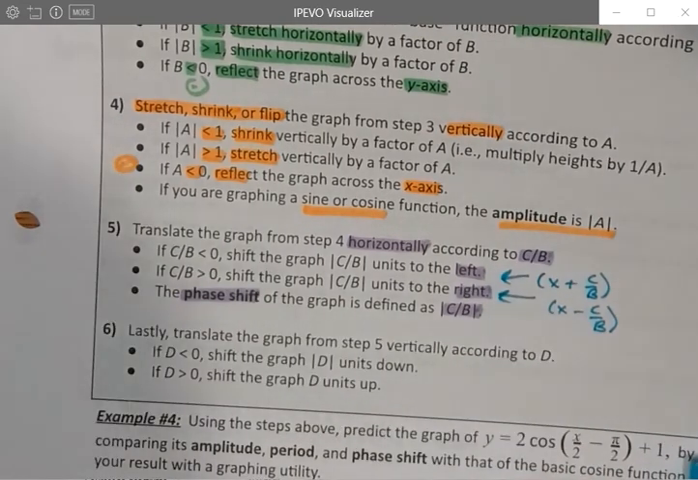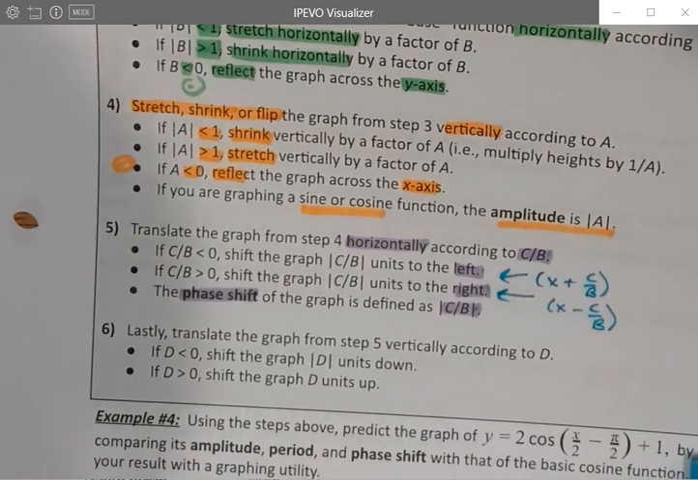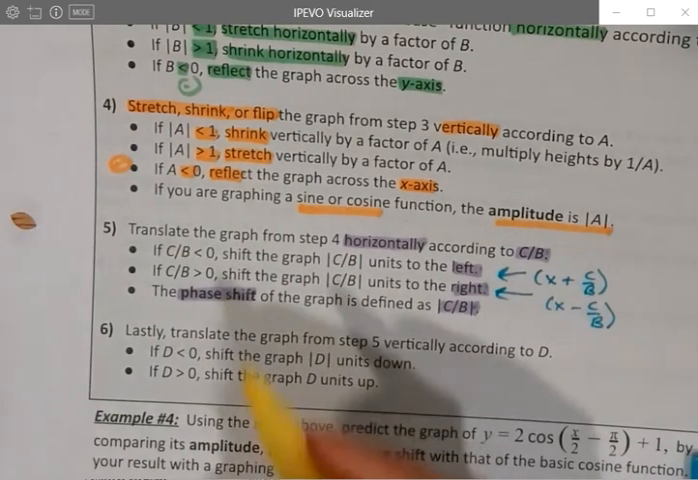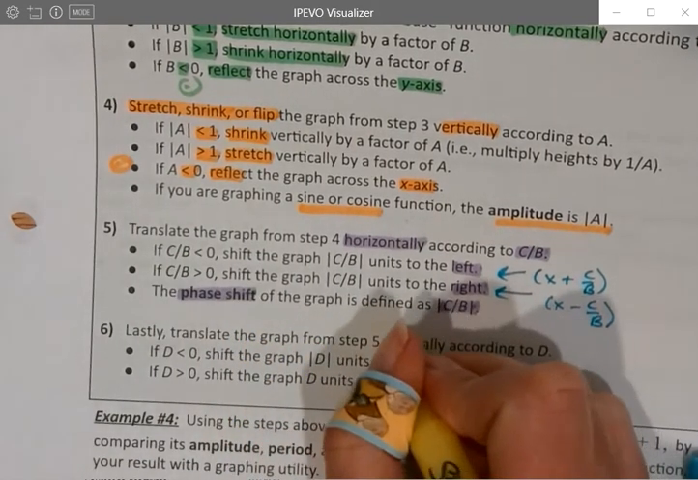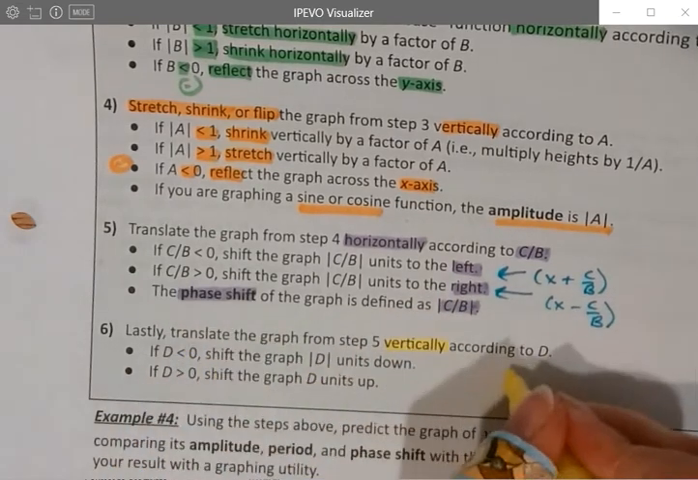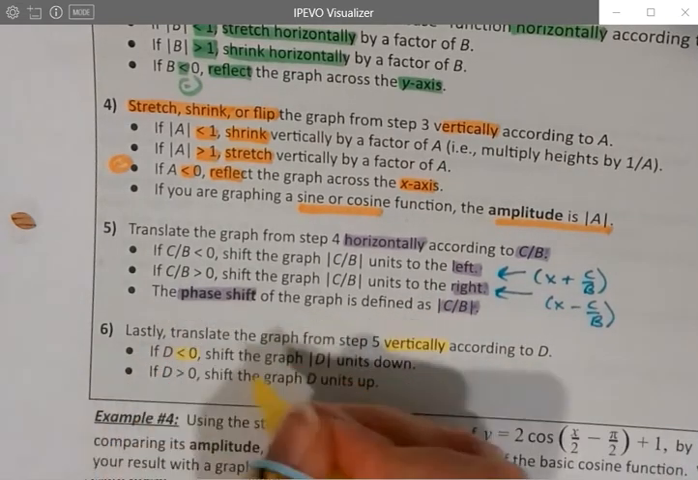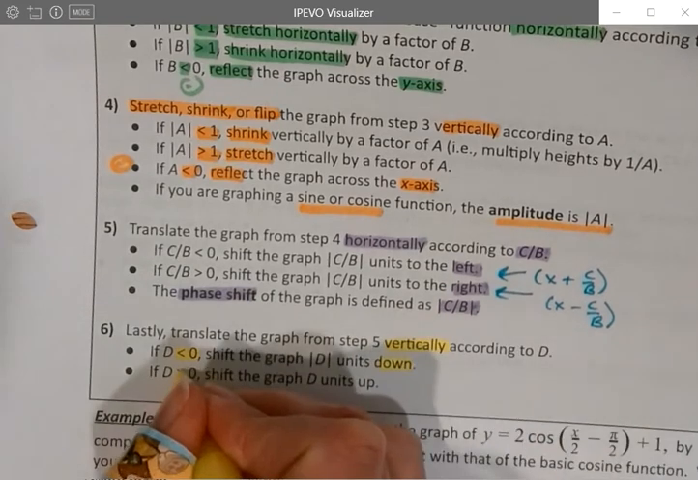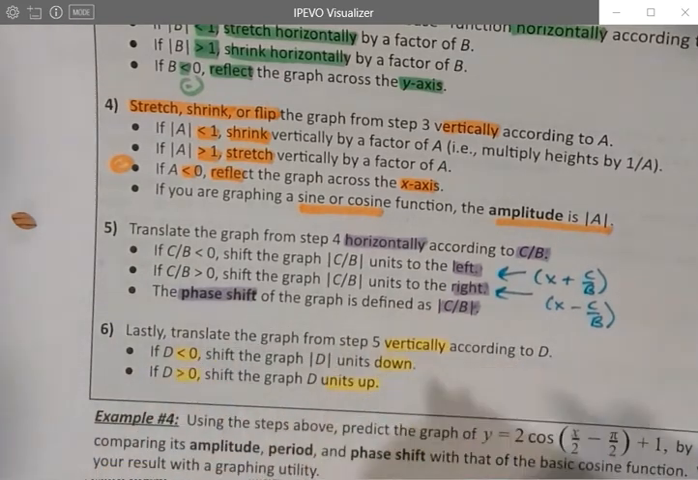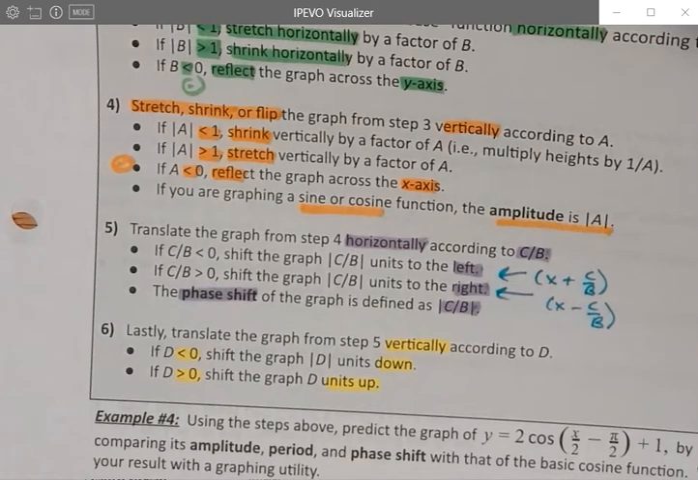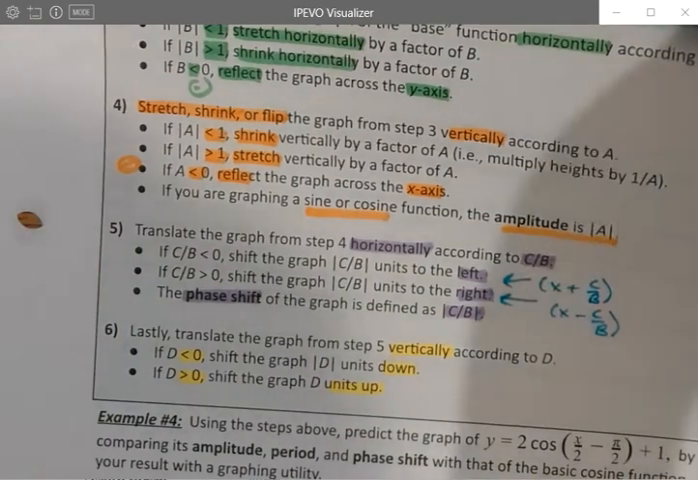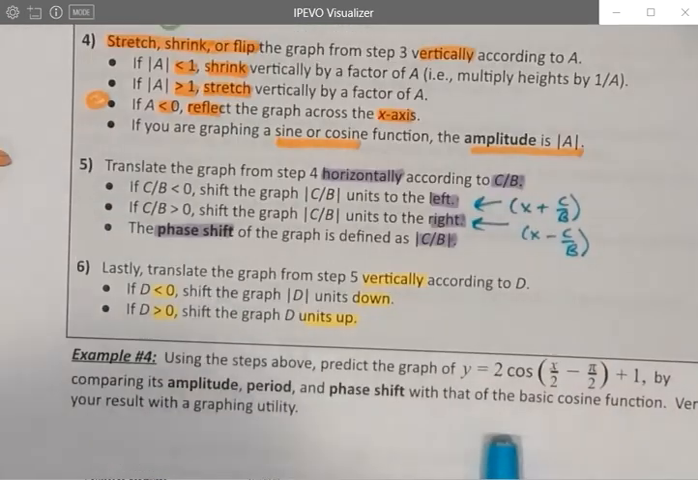Lastly, we have the vertical translations. So we're shifting up or down by D units. If D is less than 0, you shift down. If D is greater than 0, we shift up. All of those things together, hopefully not too many of them, or we've got complicated graphs. So let's take a look at the next one where we do have lots of those things and discuss all of them. And then we'll verify the result graphically.